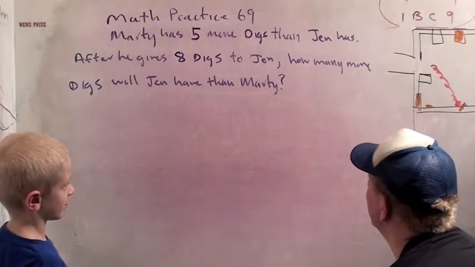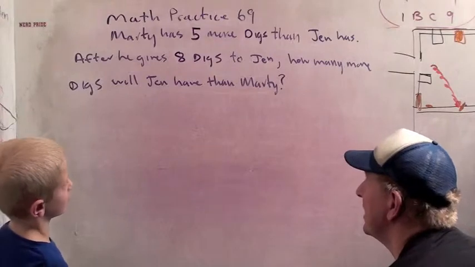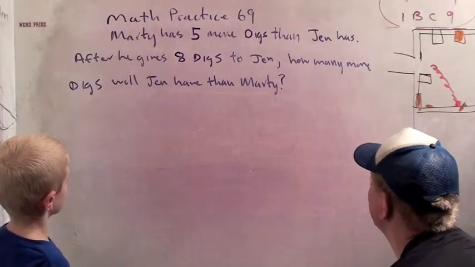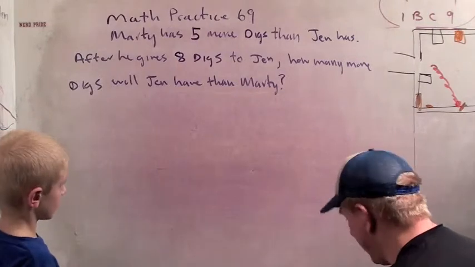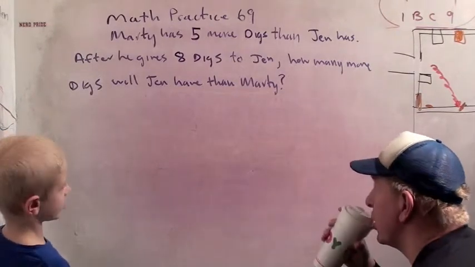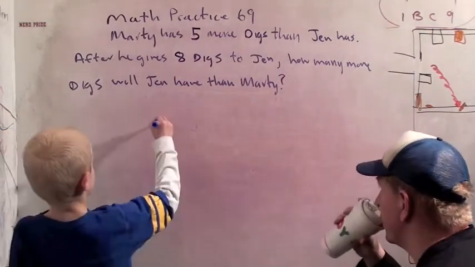Okay, so Marty has 5 more digs than Jen has. After he gives 8 digs to Jen, how many more digs will Jen have than Marty? All right? Okay. How do you want to do this problem? We can make a chart. Okay, you want to make a chart? Go ahead.